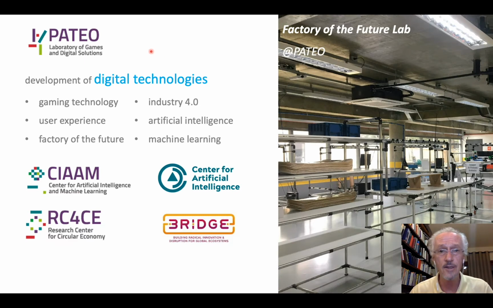So Patium is the Laboratory of Games and Digital Solutions. It's a group involved in various digital technologies, like gaming technology, user experience, the factory of the future, Industry 4.0, artificial intelligence, and machine learning. So today they already have many projects in place. They have one center for artificial intelligence and machine learning that is sponsored by Banco Itaú. And they also have a center for artificial intelligence which is sponsored by FAPESP and IBM.